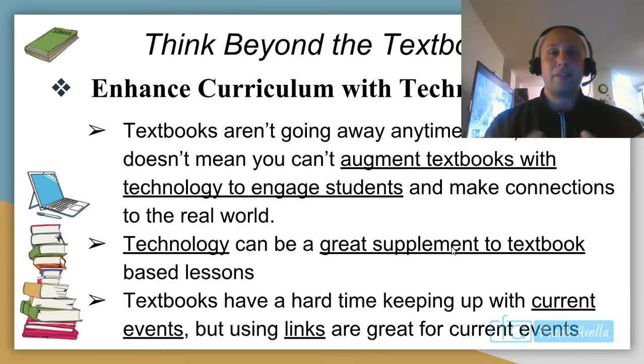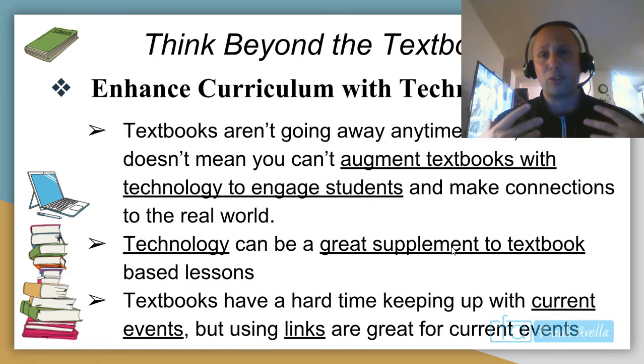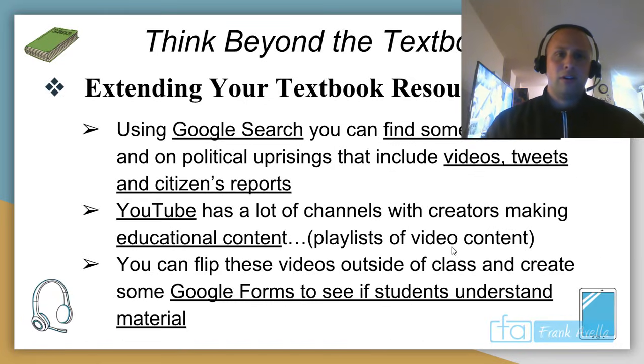Textbooks really don't keep up with current events, and with technology, you can provide links and let students know what's going on with current events, especially history. English classes, they're not going to want to write about everything that's in the textbook. They want to talk about what's going on in the real world. So extend your textbook. Use a Google search and try to find some resources. For example, on political uprisings, let's say something really interesting in the news happens. Provide your students with videos, tweets, citizen reports. YouTube channels have creators making a lot of educational content. Subscribe to that channel. You can always get that out to your students.